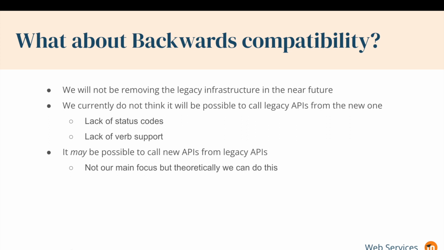This is just a guess based on what we think at the moment. At the moment, we do not think it will be possible to call legacy APIs from the new API system, and that's because they have a bit of a lack of structure, a lack of status codes, and a lack of verbs. So we would end up with lots of very unrelated web services for no real benefit. It may also be possible to call the new APIs using the legacy API system, but I don't think there's much benefit there, and it's not really our main focus at this time. But theoretically, it could be possible if there was need to do so.